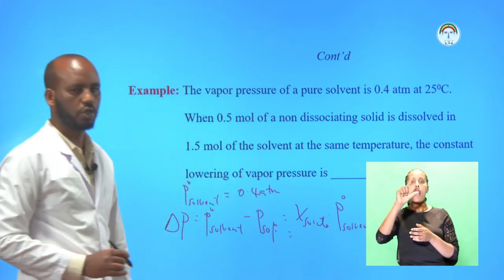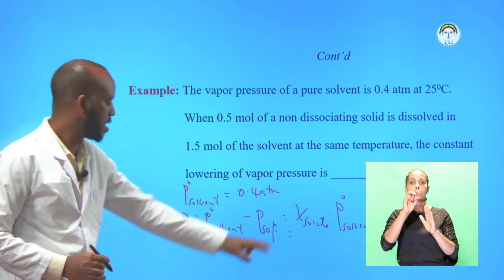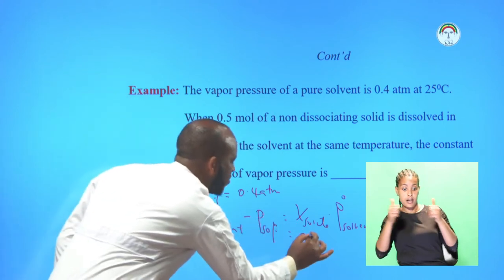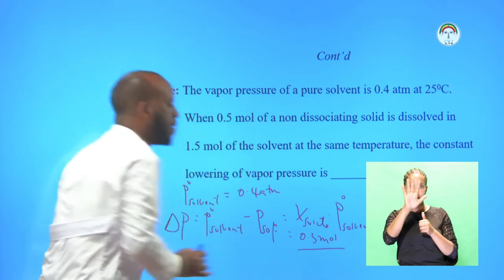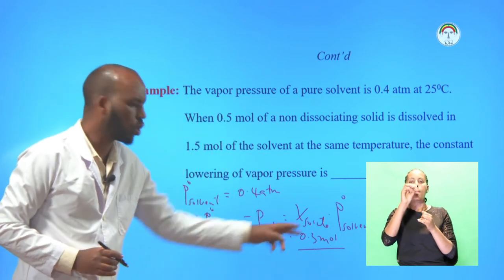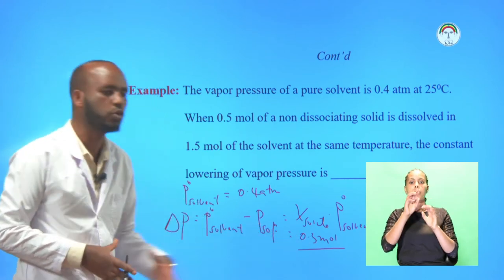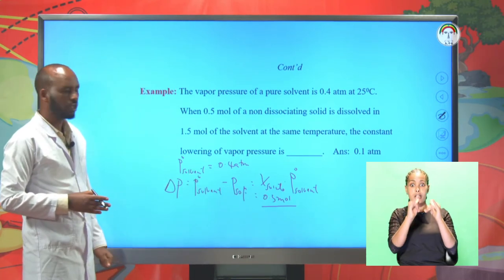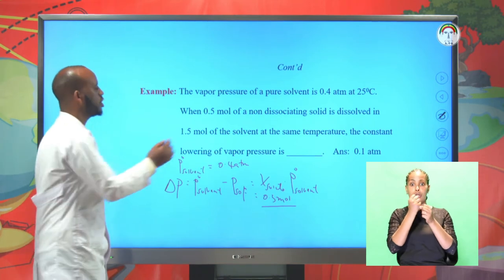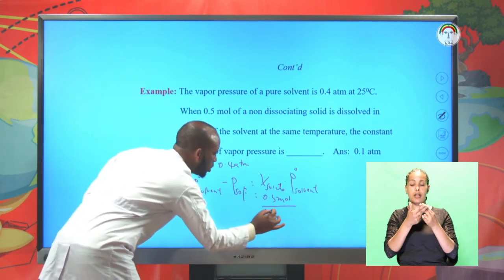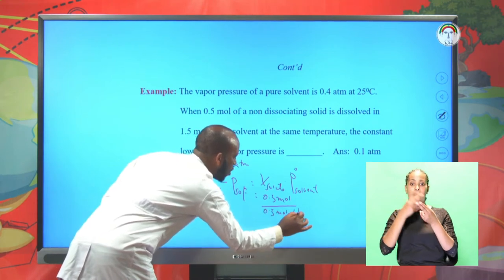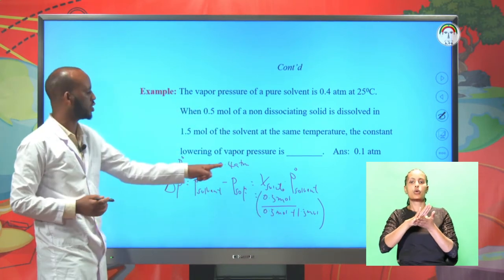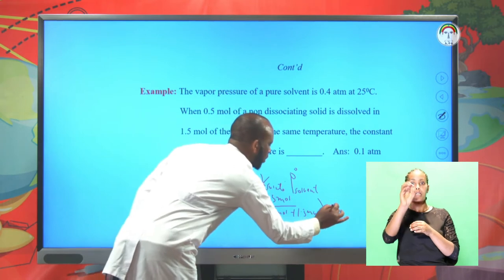Mole fraction of the solute is number of moles of solute, which is 0.5 mole of non-dissociating solid, divided by, because mole fraction of the solute by definition is number of moles of solute divided by number of moles of solution, 0.5 divided by total number of moles of the solution, which is 0.5 mole plus 1.5 mole, times vapor pressure of pure solvent, which is 0.4 atmosphere.